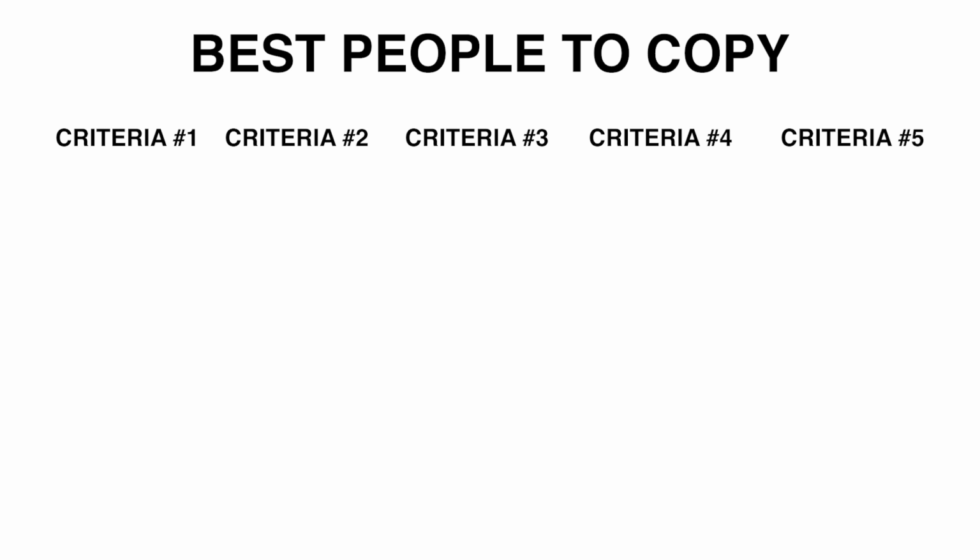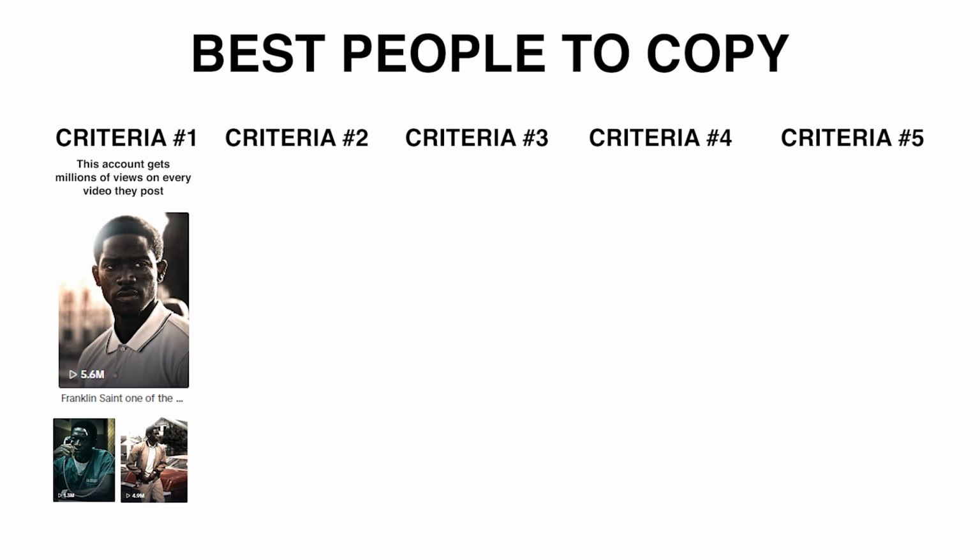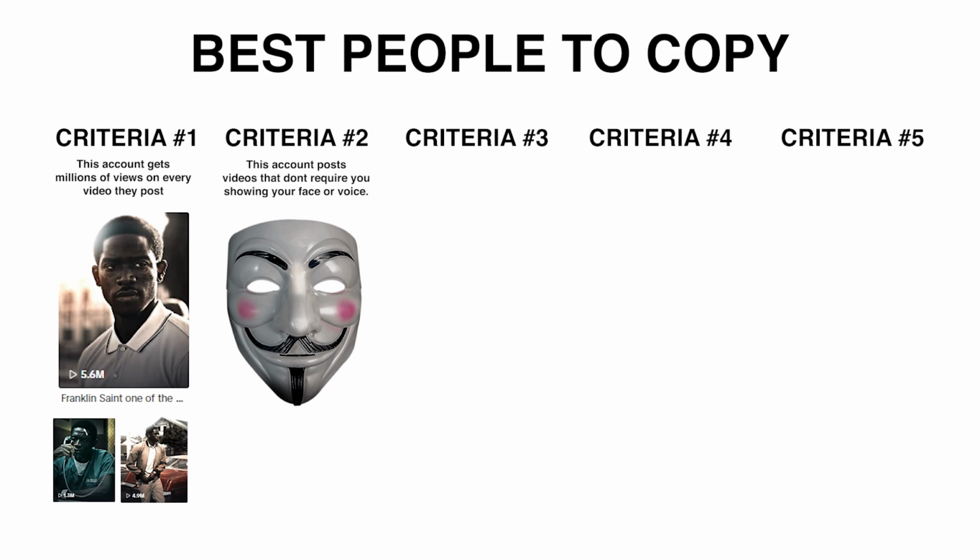So starting off with number 1, they need to be getting millions of views on every single video they post. You can only go as viral as the person you're copying. Second, you want to make sure that the videos they're posting are faceless. This is so later you can automate, and we're going to talk about automation later in this video.